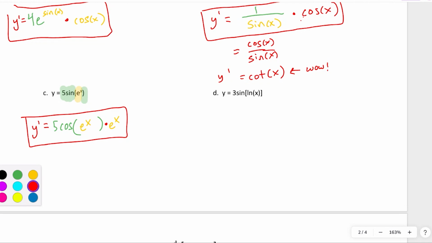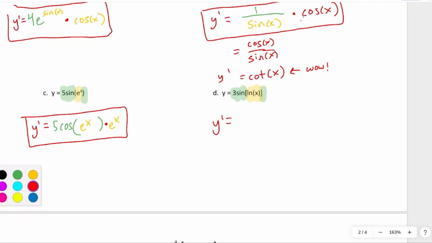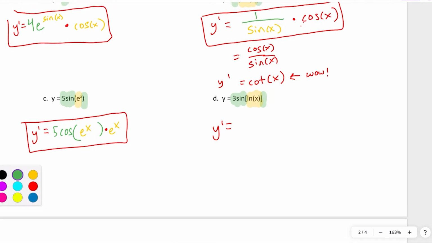D, our outside function is 3 sine x. This is pretty much the same thing as the last one, in terms of the structure of how we'll actually do this. I guess they're all kind of the same when we're working with chain rule here. Y prime is equal to 3 cosine of natural log x times the derivative of natural log x, which is 1 over x.